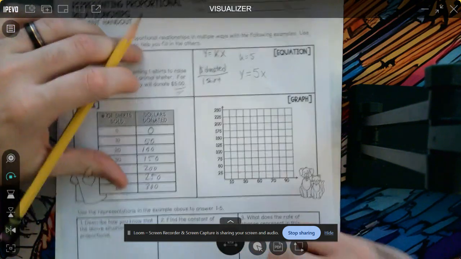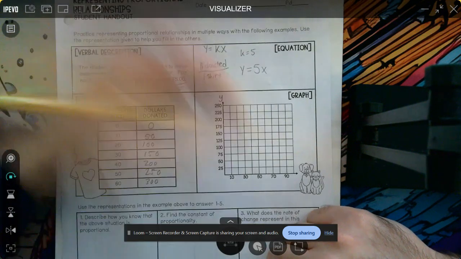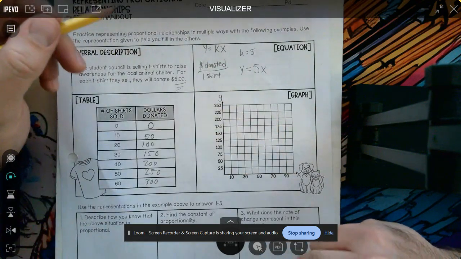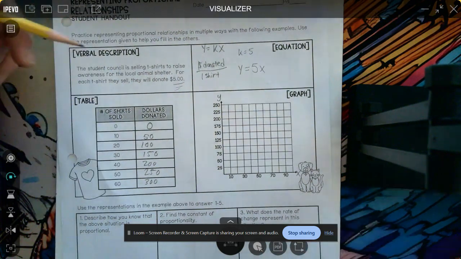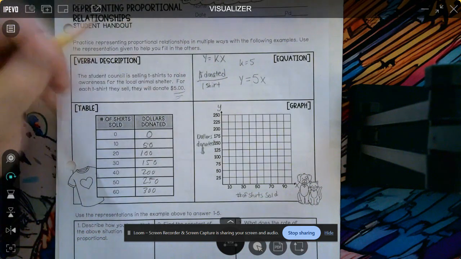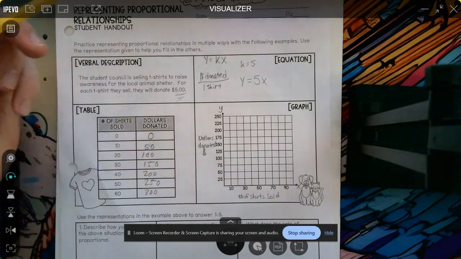All right, so now we need to label our axes. Of course, that's my y-axis, and this is my x-axis. We need to label our axes with our variables. We have number of shirts sold and dollars donated. Go ahead and label your axes. All right, there's your axes labeled. Dollars donated. Money is always going to be your y, and then x is number of shirts sold.